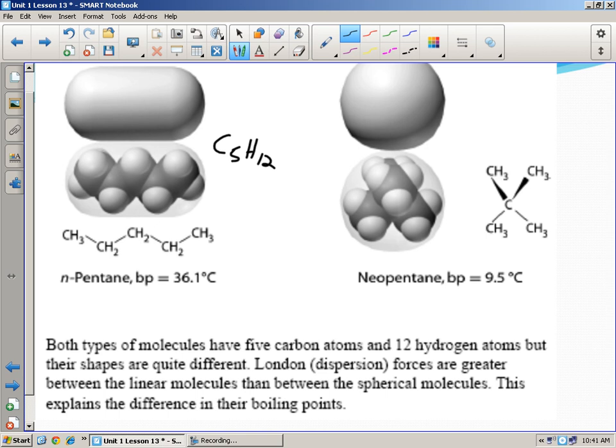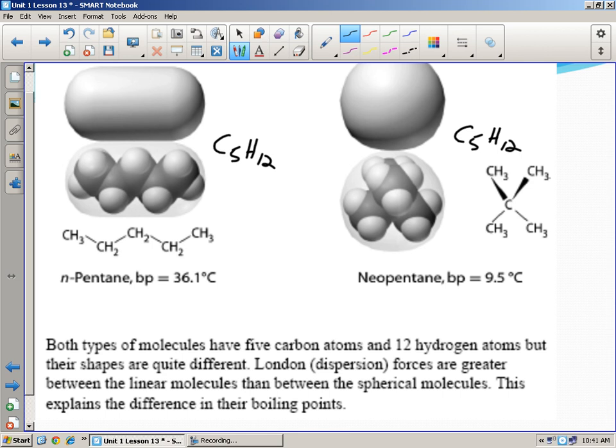We would call this something different. We would call this, let's see here, dimethyl propane is what we would call that next year. But having said that, they have the exact same formula, yes? This one's also C5H12. That's why we picked it, by the way. Okay? C5H12.